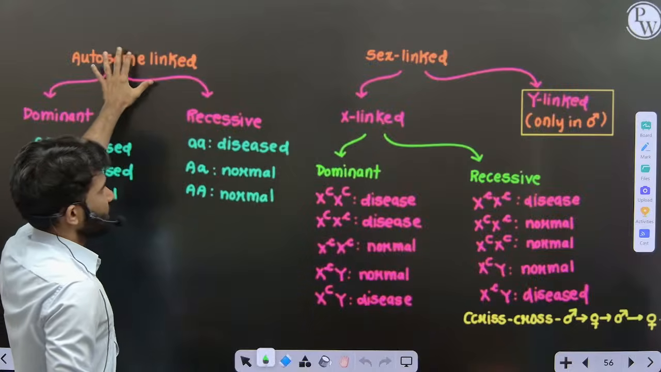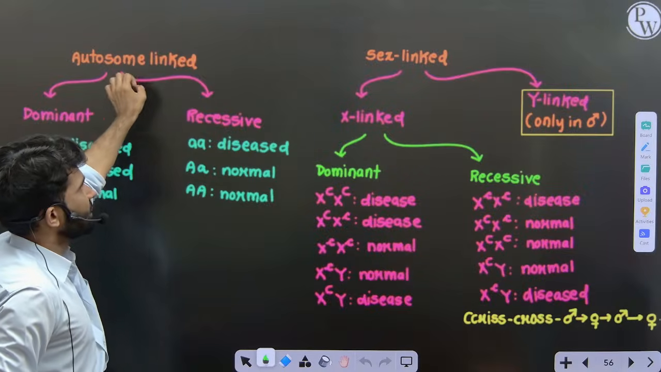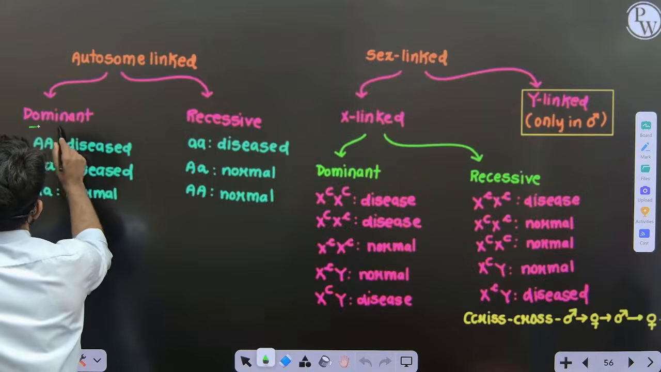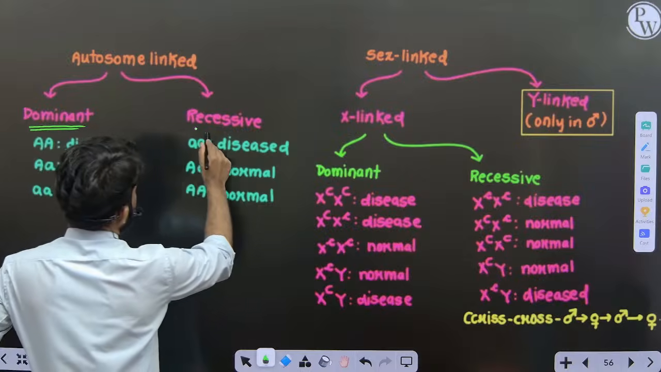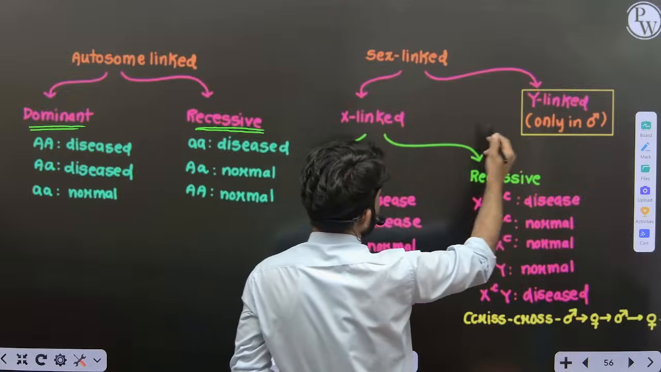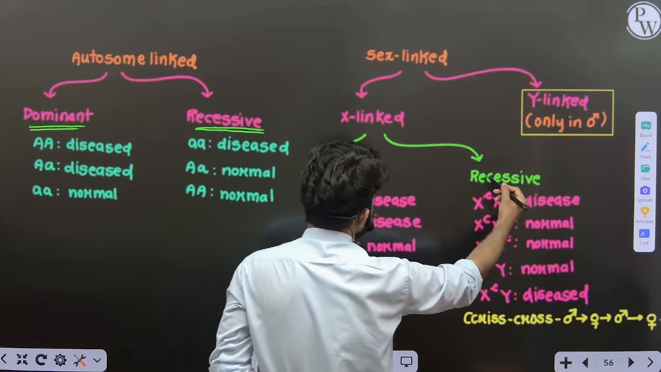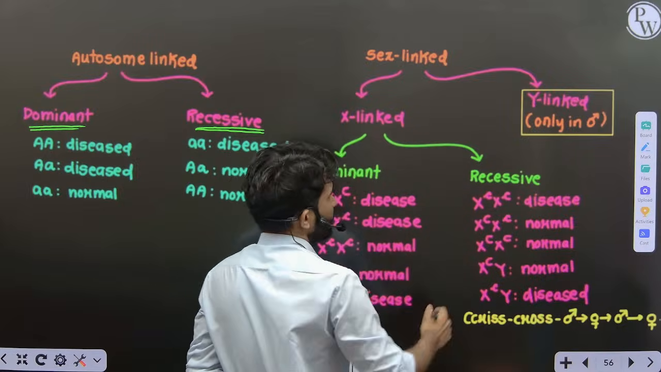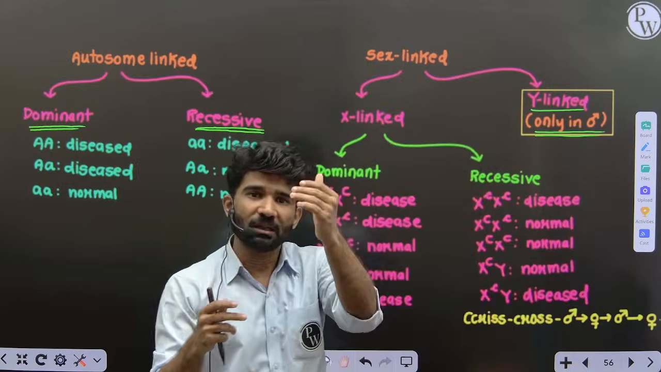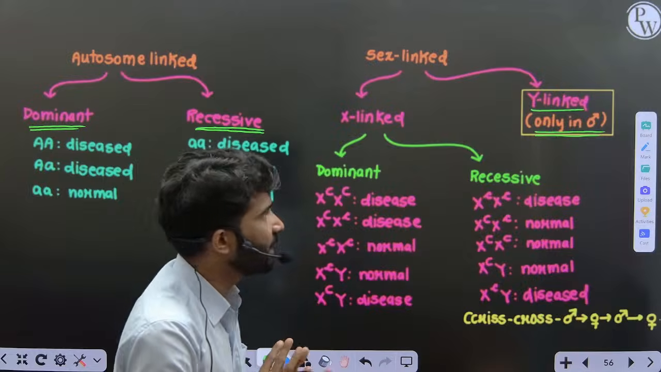When it comes to the pedigree chart, there are different types of diseases: autosomal linked diseases and sex linked diseases. Under autosomal linked, there is autosomal dominant disease and autosomal recessive disease. Under sex linked, there is X linked and Y linked. X linked can be X linked dominant or X linked recessive. Y linked affects only males. If in a pedigree chart only males are affected, then definitely it is a Y linked trait or disorder.